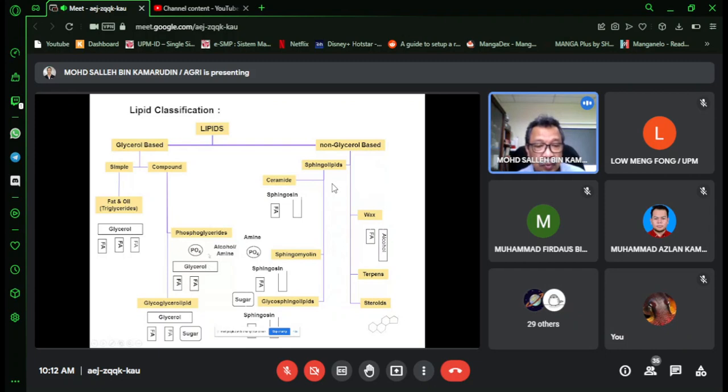Mesti ada phospholipid, dia jadi phosphoglyceride ya, because ada phosphate di situ. Contoh macam alcohol and amine dari sini. And then we have glycoglycerol lipid. Ini banyak glycerol campur dengan lipid plus sugar, so it becomes glycerol lipid. Ada sugar di situ, dia boleh bercantum dengan sugar, boleh bercantum dengan phosphate.